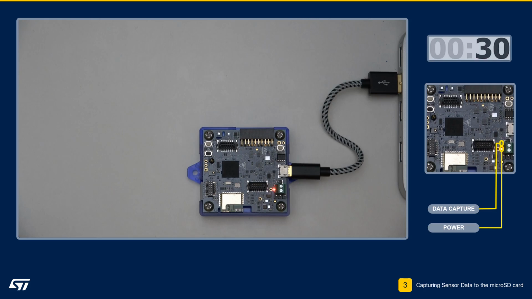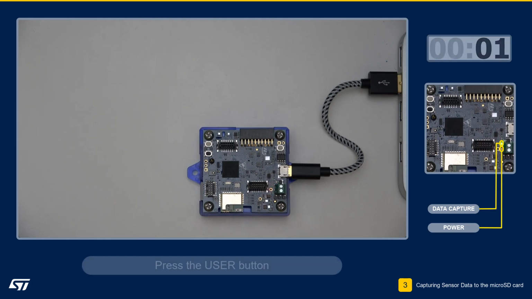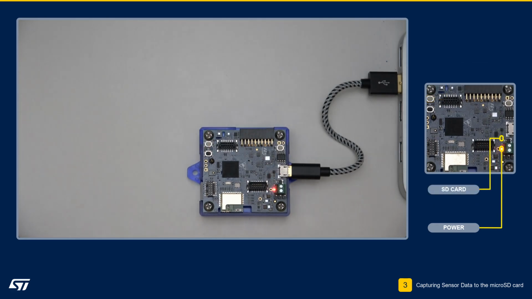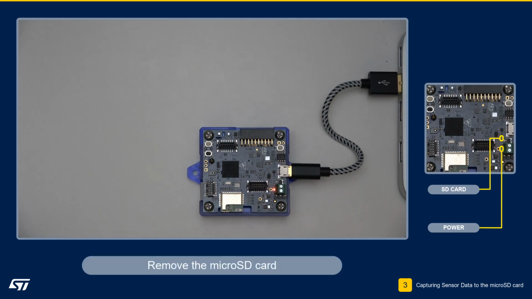The orange LED will turn off and the green LED will start blinking, indicating that data is being read from the sensors and written to the microSD card. Press the User button again after about 30 seconds to stop the capture. Remove the microSD card from the STWIN by pressing into the card to release it from the slot.